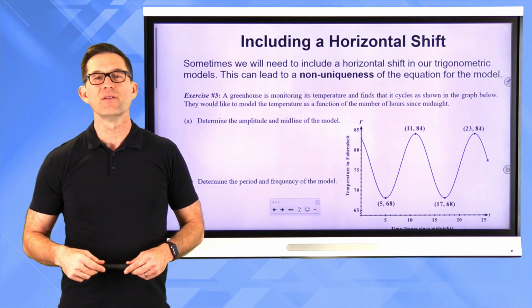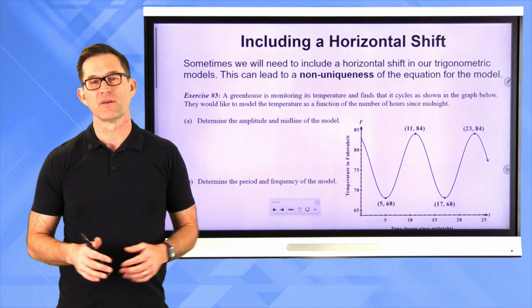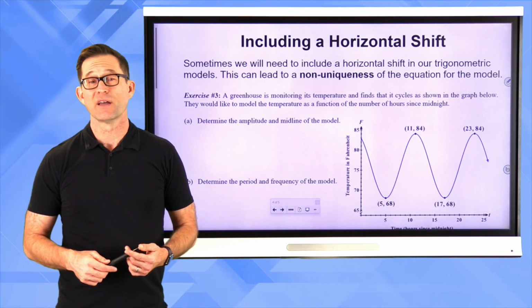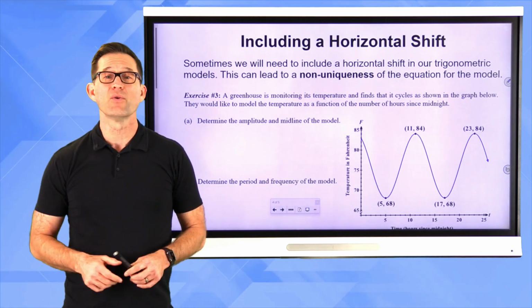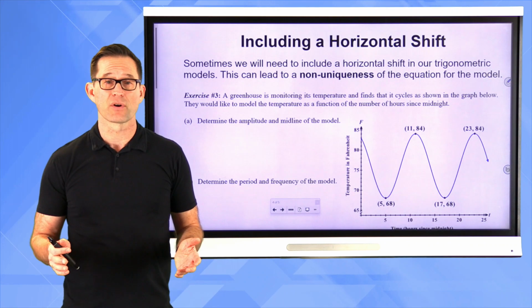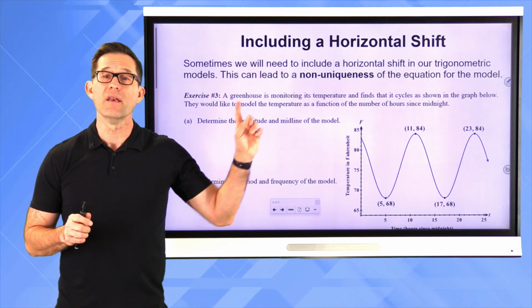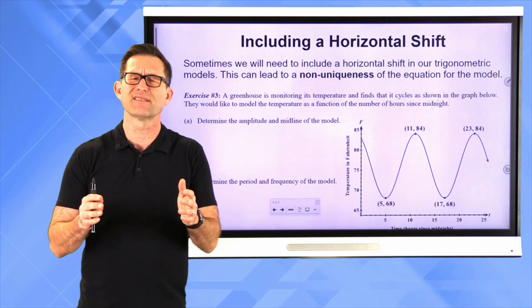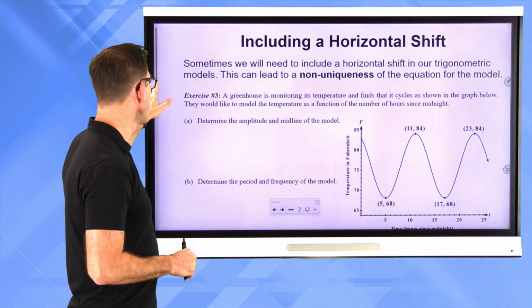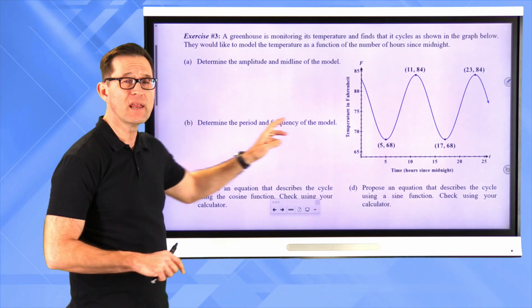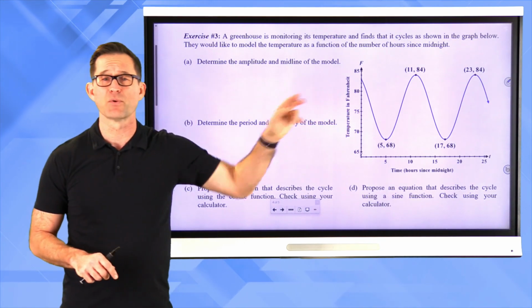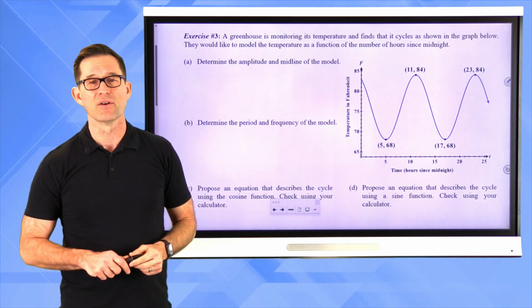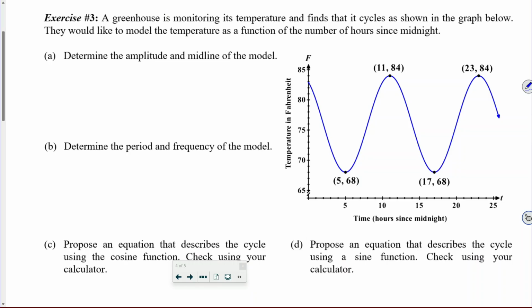So now let's take a look at some models that are including a horizontal shift. Sometimes, that's right, they're back. Sometimes we will need to include a horizontal shift in our trigonometric models. This can lead to a non-uniqueness of the equation for the model, and we talked about that extensively in the last 2 lessons. In other words, we can have many different equations that model this particular phenomena, and let's take a look at what the physical scenario is.